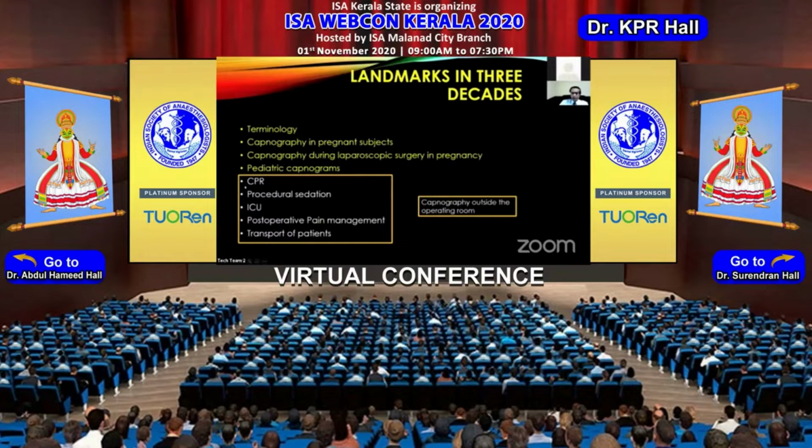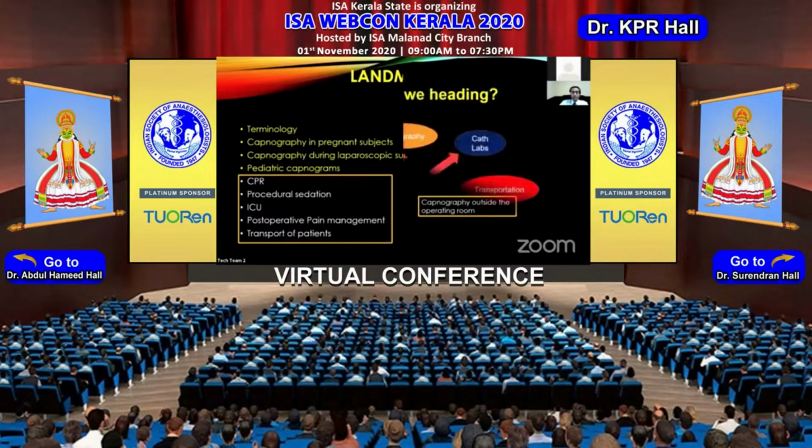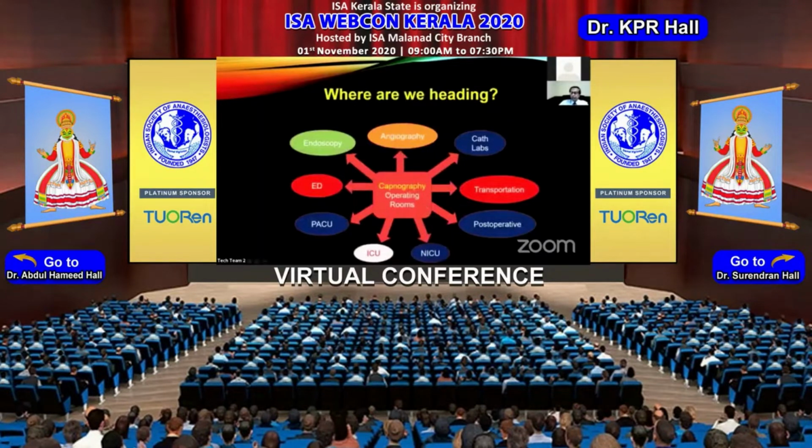Now, these are the other areas where capnography has become popular, particularly CPR, procedural sedation, intensive care unit, post-operative pain management, and transport of patients. All these categories come under capnography outside the operating room. So capnography has spread from the operating rooms to all these areas around the operating room. That is why you see capnography being used in the emergency department, during endoscopy, during angiography, and in the cath labs during sedation.